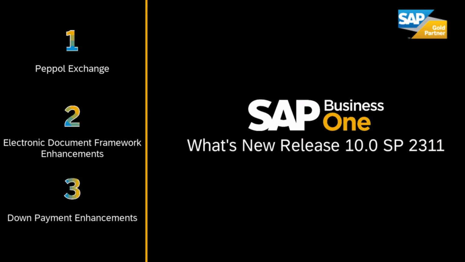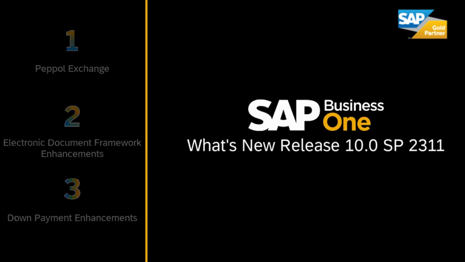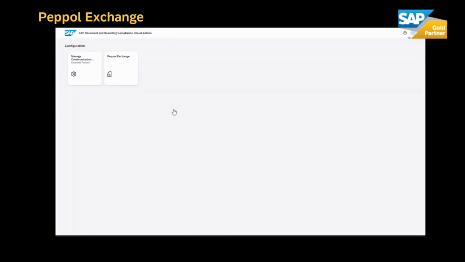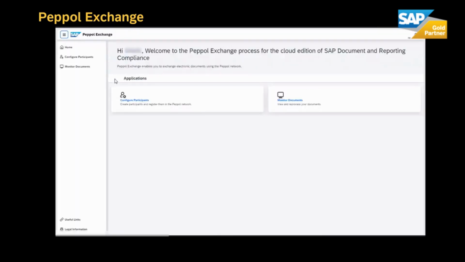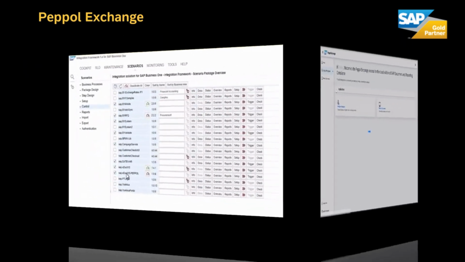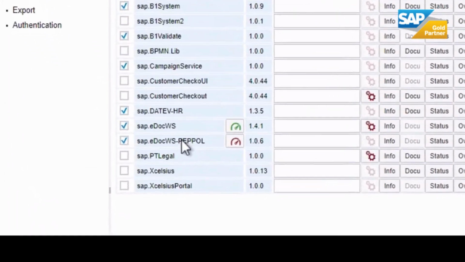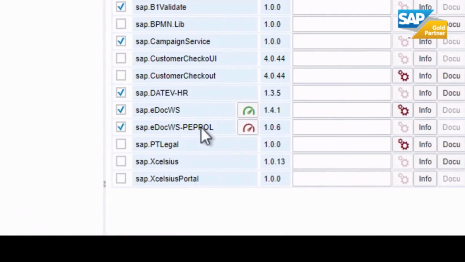Let's take a look at what's new in SAP Business One 10.0 Support Package 2311. With SAP Business One, you can now use the PEPPOL Exchange process for the cloud edition of SAP Document and Reporting Compliance. The scenario package for SAP Business One Integration Framework is enhanced to connect to PEPPOL Exchange.